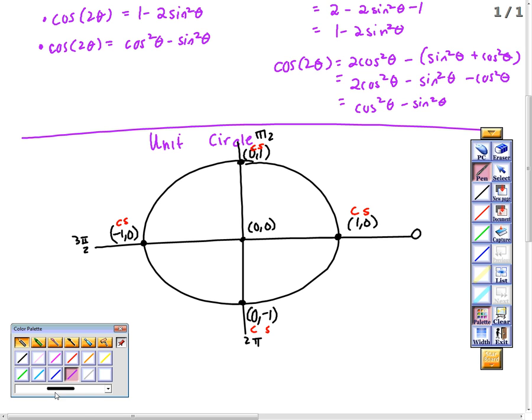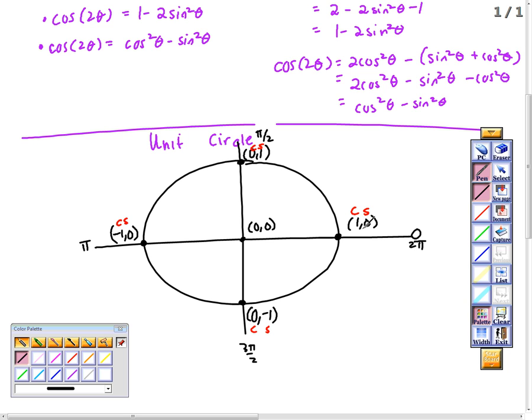Didn't you miss pi? Oh, I wrote. Yes, thank you. Pi, 3 pi over 2, and 2 pi. Okay. So the point 0, 1 is at pi over 2. Okay.